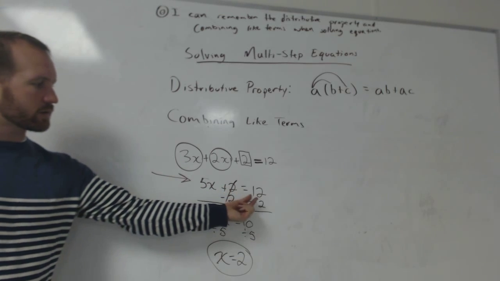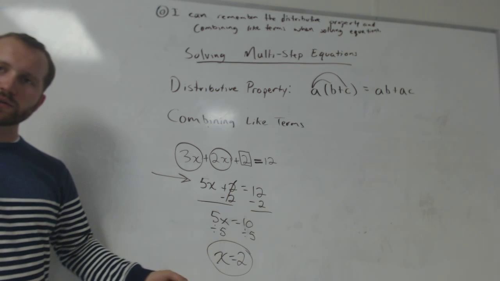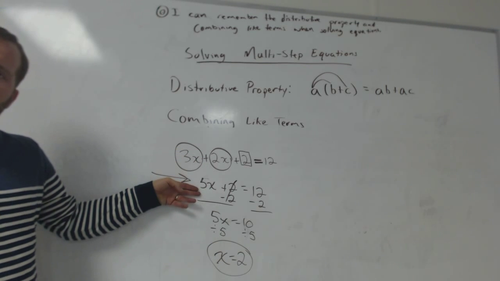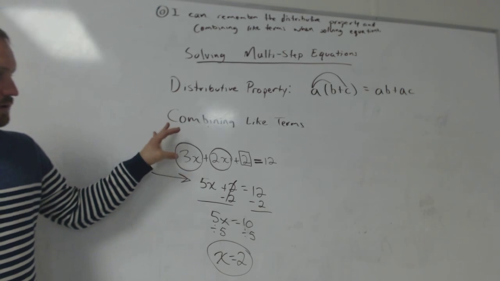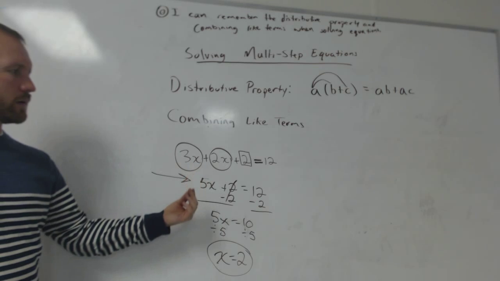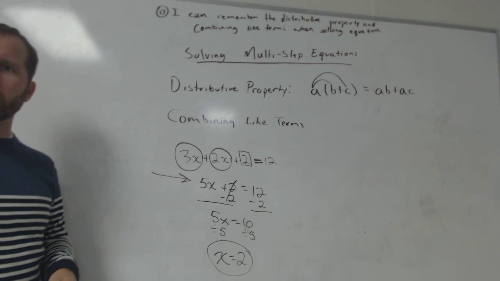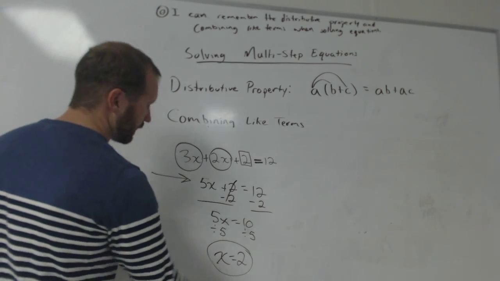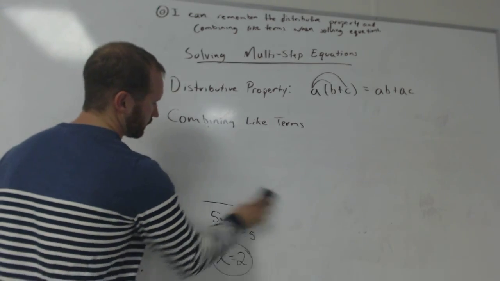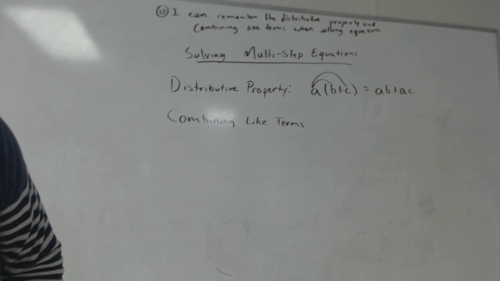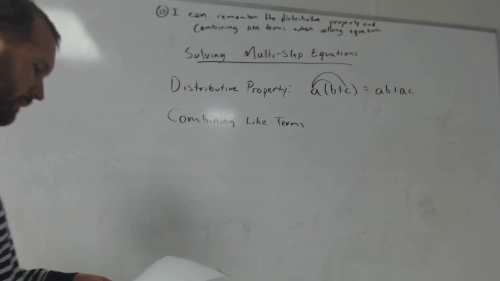I'm subtracting this from both sides. I'm dividing by the coefficient. But it's kind of getting the problem to look like that. This is what's new. Sometimes we're going to have to combine like terms. Sometimes, like in the last example, we had to distribute. And sometimes, like in our next example, we have to combine like terms and use the distributive property.